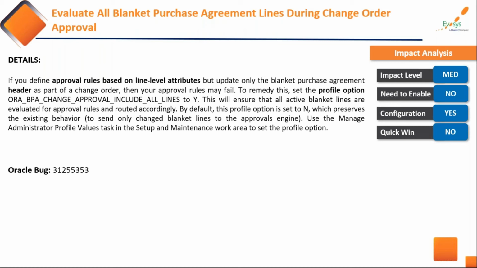Moving to the next, another bug was registered to evaluate all the blanket purchase agreement lines during the change order approval. So earlier there was not an option if there had been any changes made on the purchase agreement header. If we were making any changes on the purchase agreement line, only then at the time of submitting that specific document would the approval be triggered. But from now on, based on this specific profile option, we could even capture the changes that are happening at the header level.